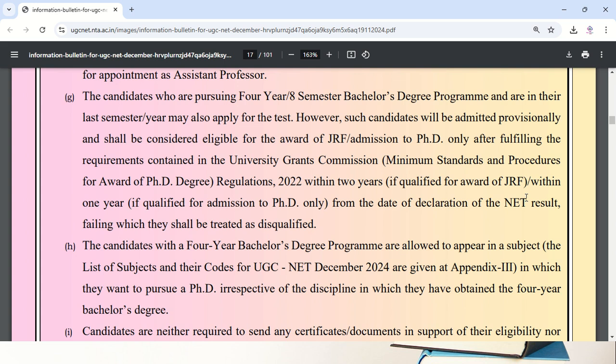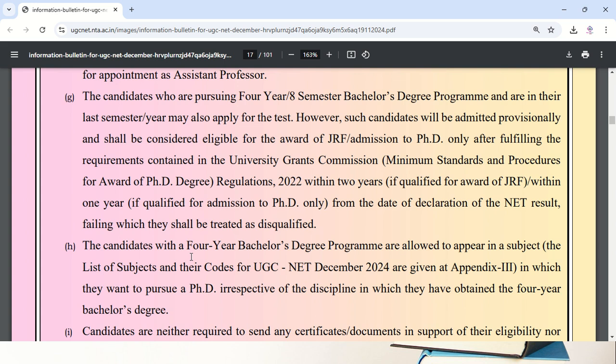Within 2 years you need to complete, if qualified for award of JRF. For PhD, it is 1 year validity, and JRF will be 2 years. Within that, you need to complete your examination to get qualified for these two.